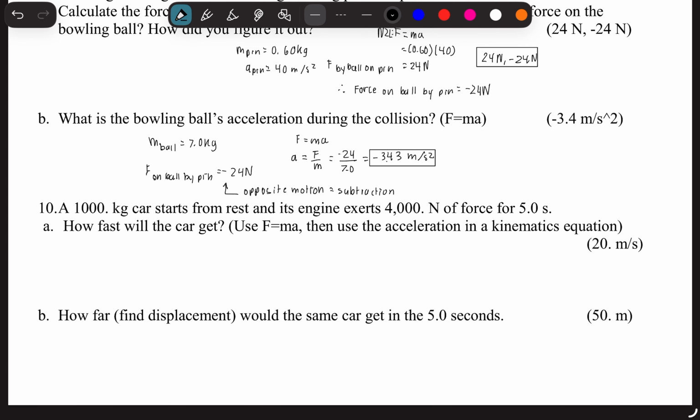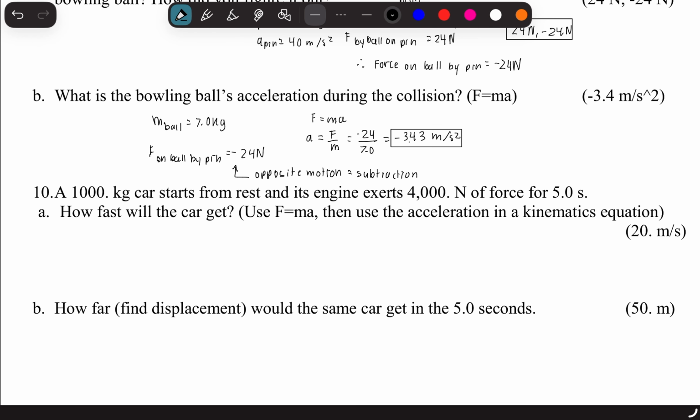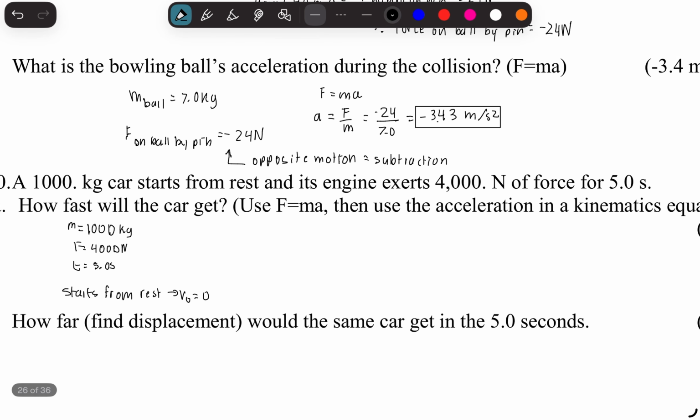A 1,000 kilogram car starts from rest and its engine exerts 4,000 newtons of force for 5 seconds. How fast will the car get? So we're going to use F equals ma, and we're going to use the acceleration in a kinematics equation. So we're given that the mass is 1,000 kilograms, the force is equal to 4,000 newtons, and your time is equal to 5.0 seconds. And we know that it starts from rest. So if it starts from rest, initially it had no velocity. So we can just write v initial is equal to 0.